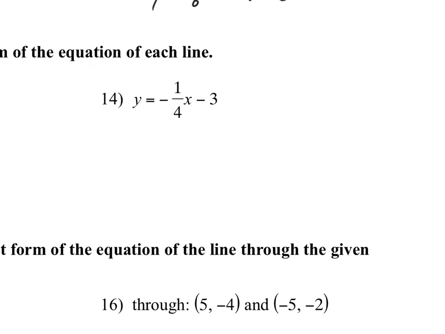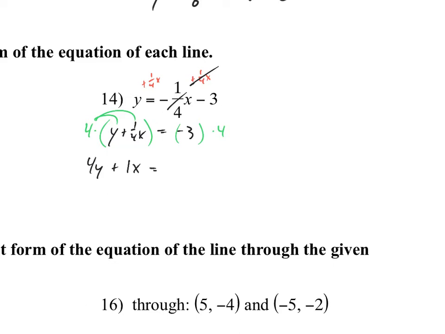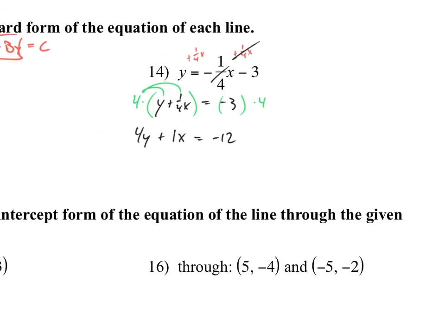We're doing the same thing here. Let's add 1/4 x to this side and 1/4 x to that side. This becomes y plus 1/4 x equals -3, because this and this cancel out. And then let's multiply by this denominator to get rid of it. So let's multiply by 4, but you got to do it to both sides. So 4 times y gives you 4y. 4 times 1/4 gives you just 1x. And this gives you -12. Great, great.